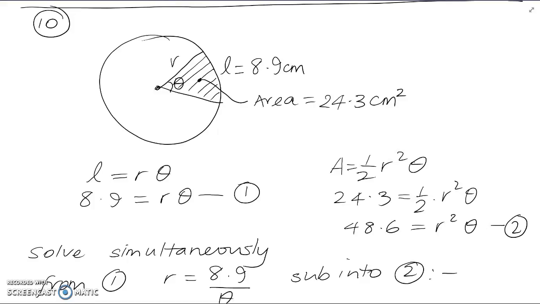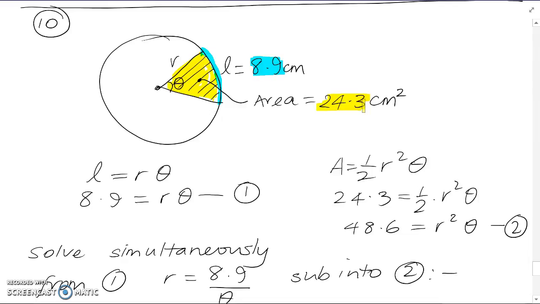Okay, so let's have a look at number 10 in exercise 5.5. It says the length of an arc is 8.9 centimetres. So there's our arc there, 8.9 centimetres. And the area of the sector is 24.3 square centimetres. So this area here in the yellow is 24.3.